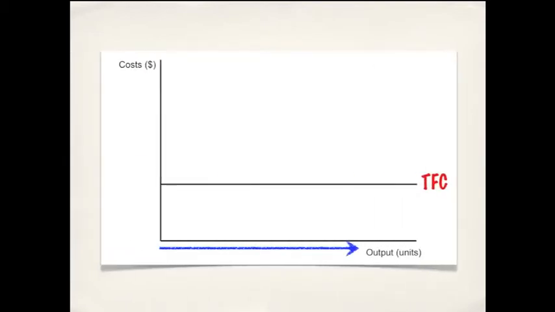Look at this diagram here. We see a straight line here. This straight line is the total fixed cost. You see, as the output increases, the cost stays the same for the business. The total fixed cost stays the same for the business.